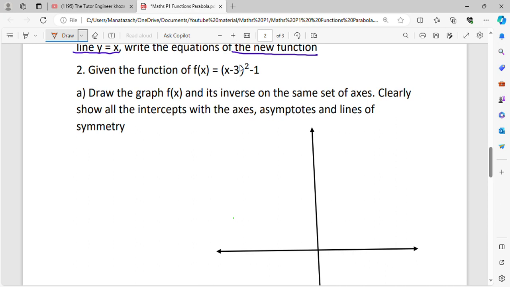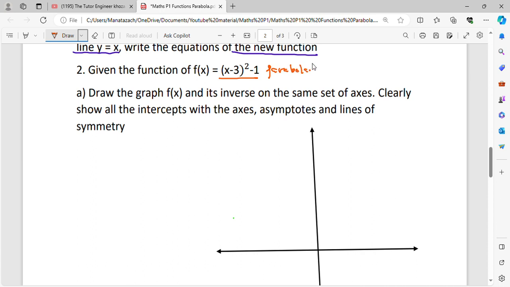Question 2 says, given the function f of x, draw the graph of f of x and its inverse on the same set of axes, clearly showing all intercepts with the axis, asymptotes, and lines of symmetry. So this graph, you know that this is a parabola.